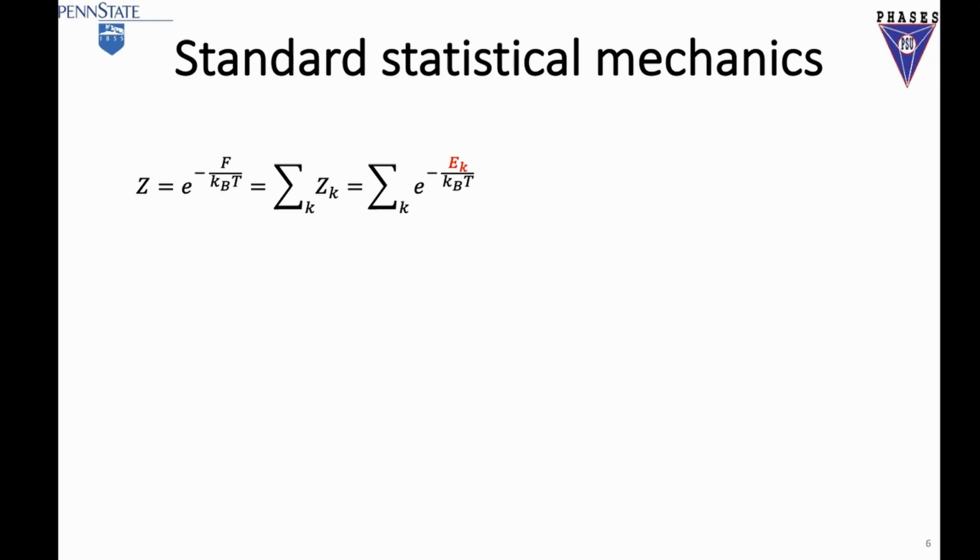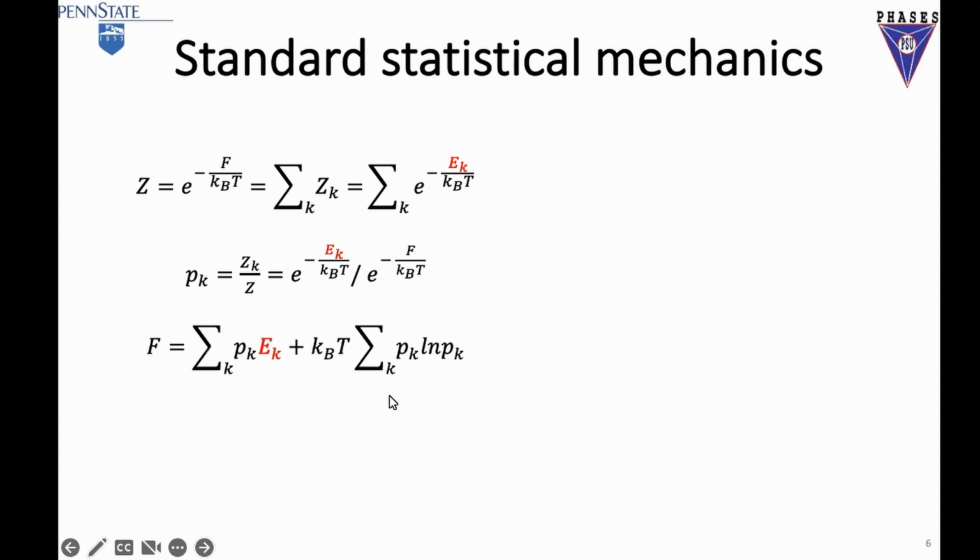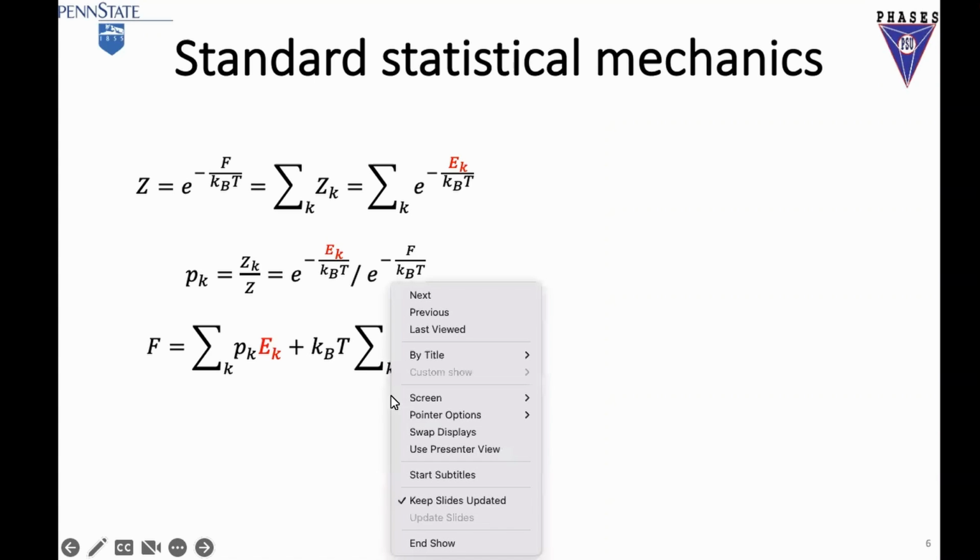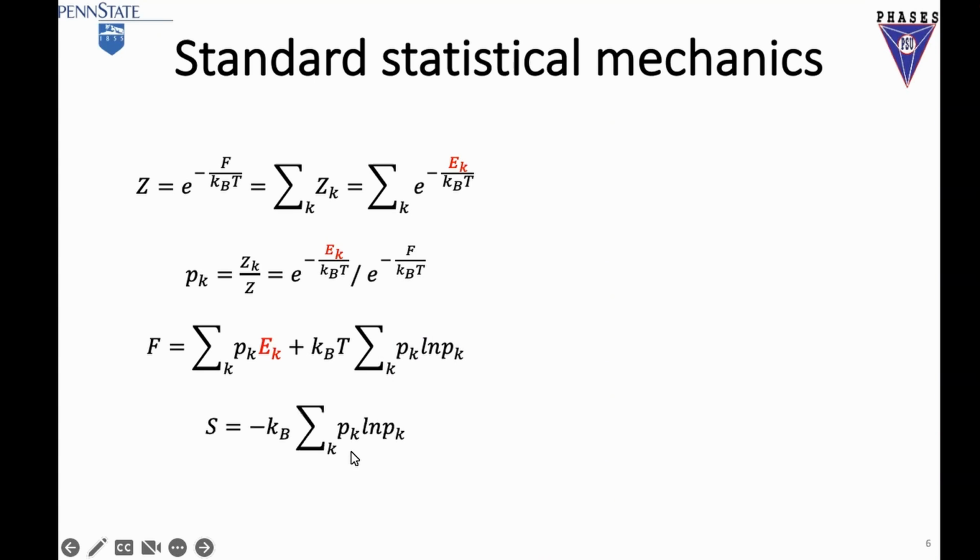If you continue, let's calculate the probability of different states. That would be Zk over Z. Then you see that it would be the exponential of (F minus Ek) divided by kBT. And you can calculate the total F as the weighted sum of Ek, the total energy of each microstate, plus the term with pk log pk for the different microstates. If you go one step further, you get the entropy. The entropy of the system is equal to minus kB times the summation of pk log pk. So that's basically standard statistical mechanics, which Nanda showed in his book in the 1930s, 40s.